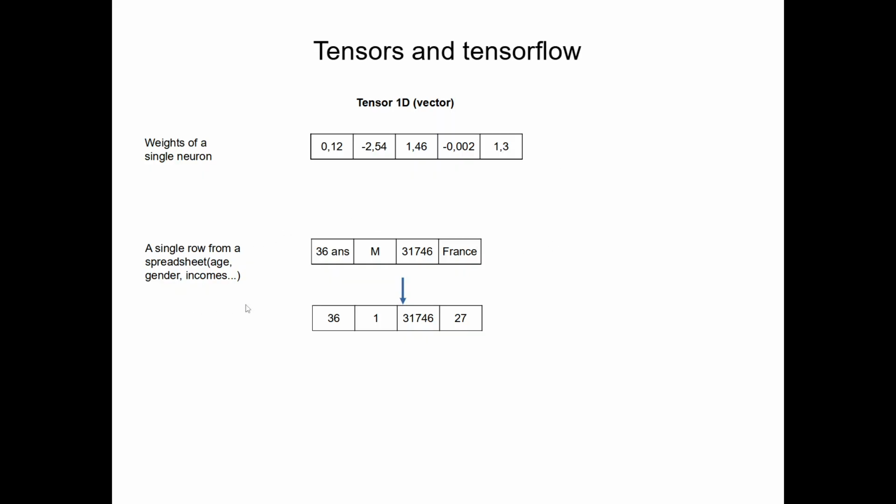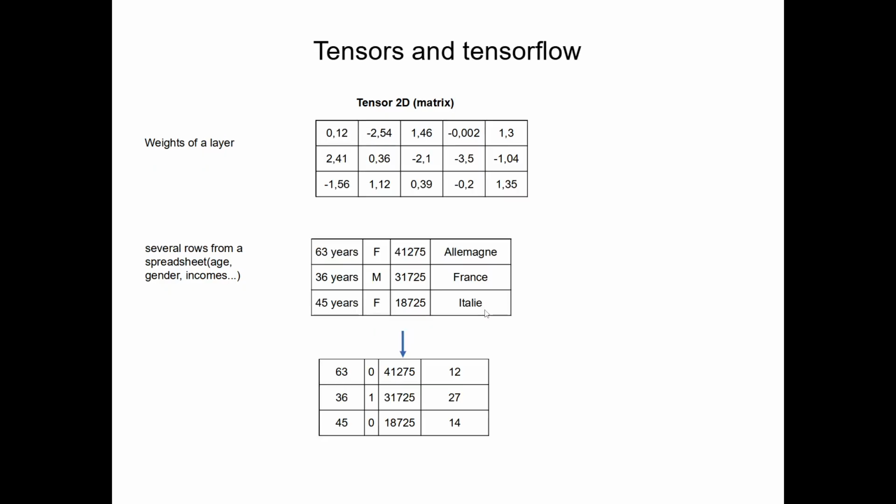Or if we are speaking of data, if you have, for example, an Excel spreadsheet and you want to predict a person's debt risk based on their age, gender, income, and country of residence, it will take the form of a one-dimensional array containing only numbers. There is no text, no symbols, nothing at all. Everything is converted into numbers. So that's a one-dimensional tensor or vector.